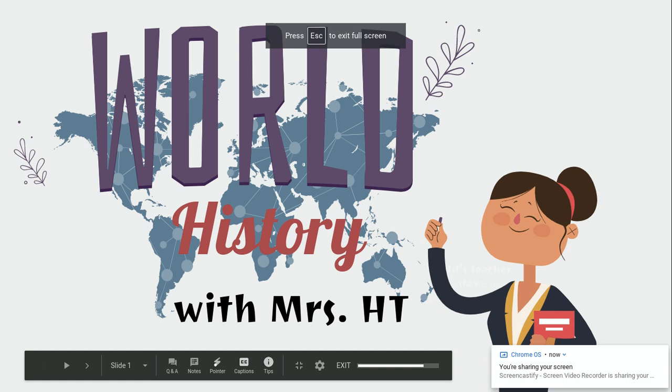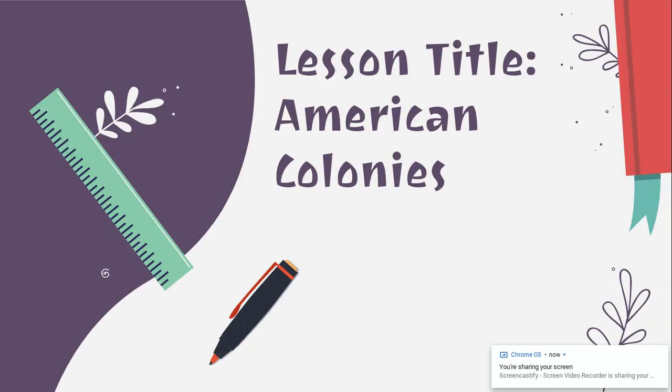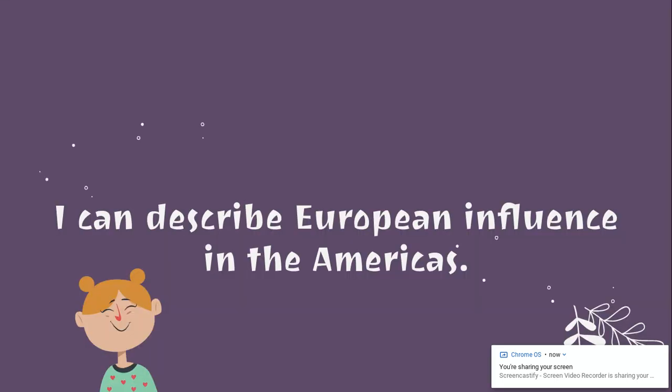Today we are going to be talking about American colonies. So, aside from Europeans making a presence in Asia, they were making a presence in every aspect of the world during the age of global convergence. I can describe European influence in the Americas.